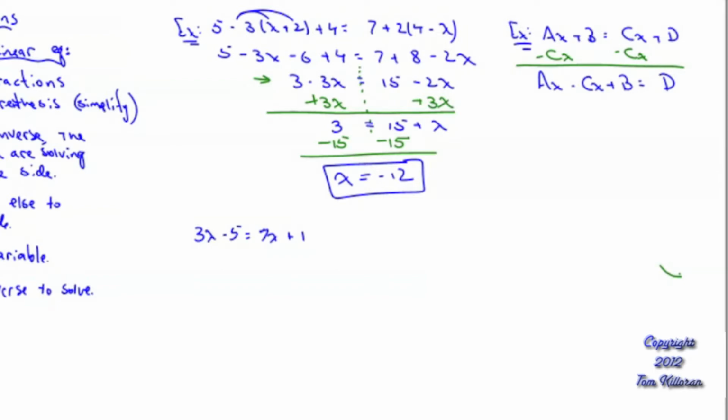Now, the next step says get all the junk on the other side. Well, what's the junk here? The b. So I'm going to subtract b from both sides. Then you have ax minus cx equals d minus b. Awesome.